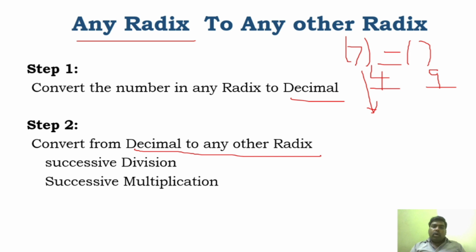So in this there are 3 steps in total, right? That is, in the first step you convert any radix to decimal, and then from decimal you convert to any radix. When converting from decimal to any radix, you will use successive division and successive multiplication. So understand the logic very correctly.